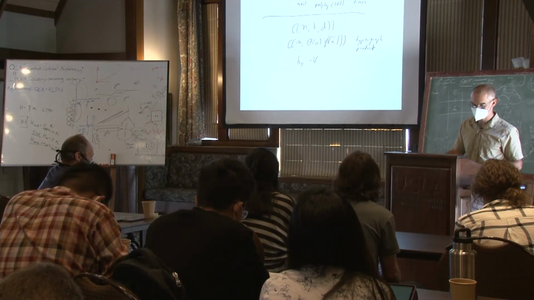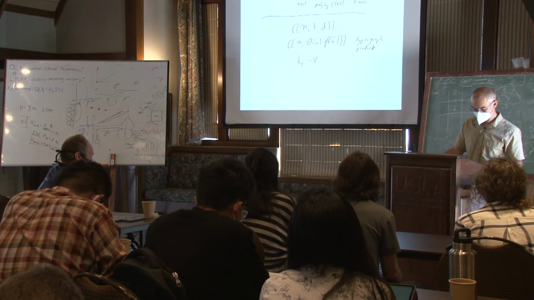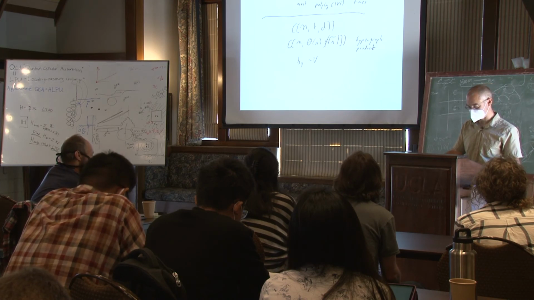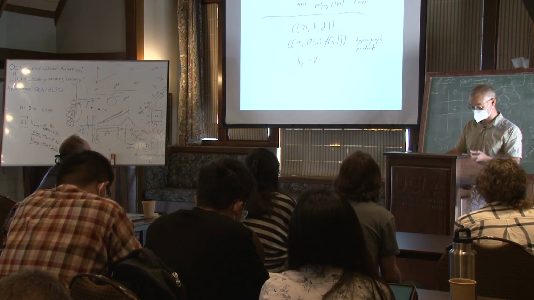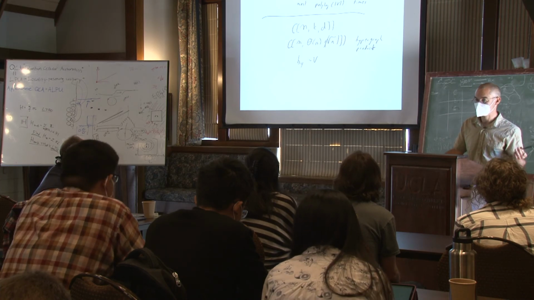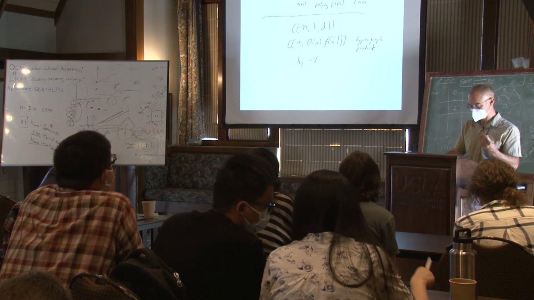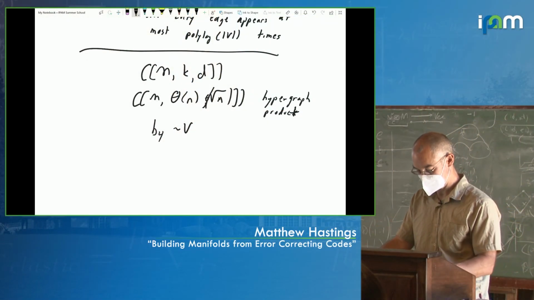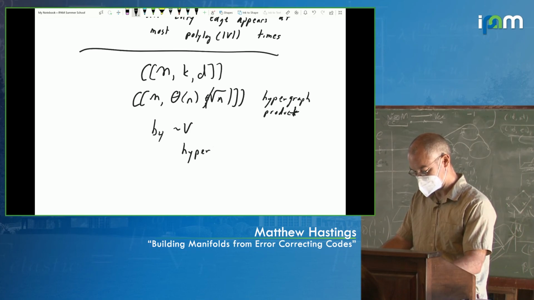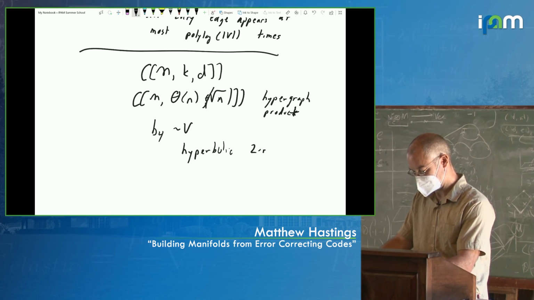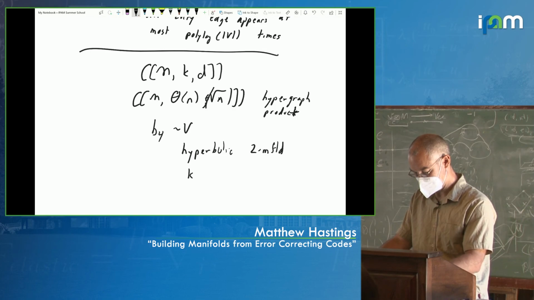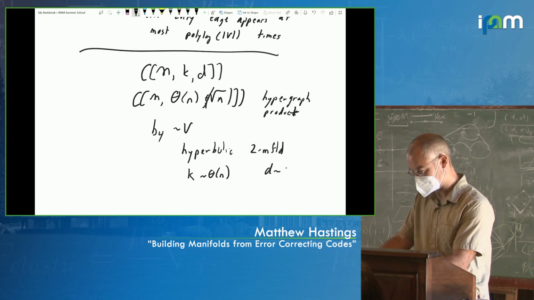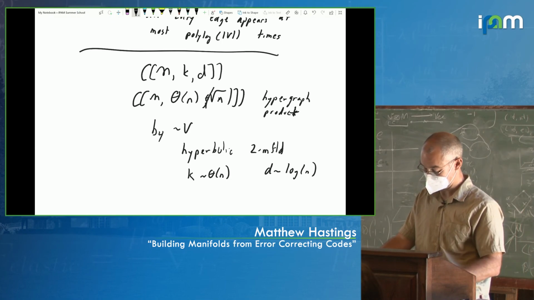And I think this is kind of interesting because it was the first time a manifold was constructed where a certain Betti number was proportional to the volume, and the distance was growing faster than log. These came from hyperbolic manifolds. So if you take a hyperbolic two-dimensional manifold, you can get k theta of n, and that just comes from Gauss-Bonnet, and you can get d of log n. So that isn't that big a distance.